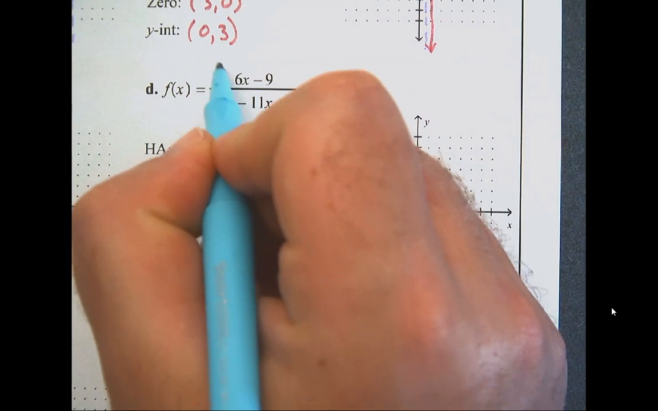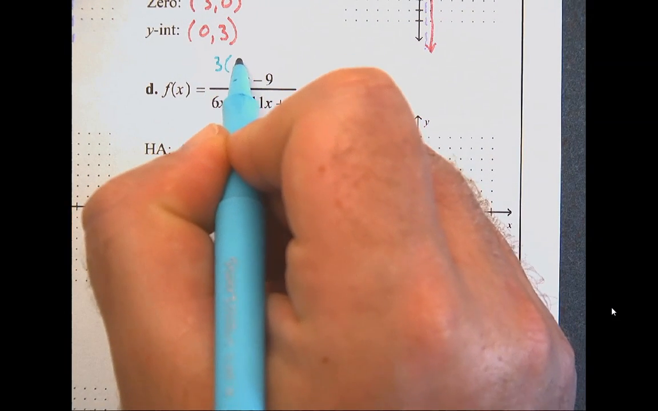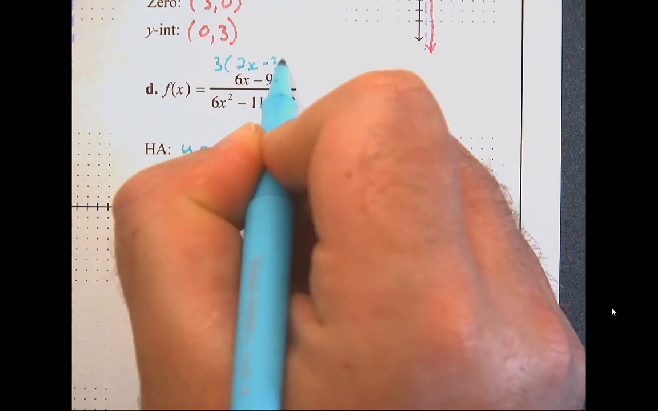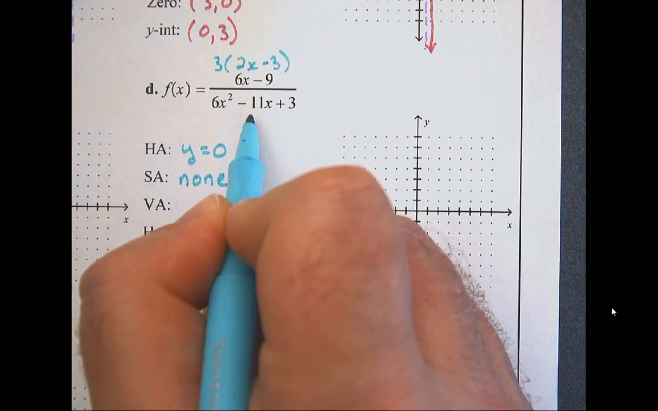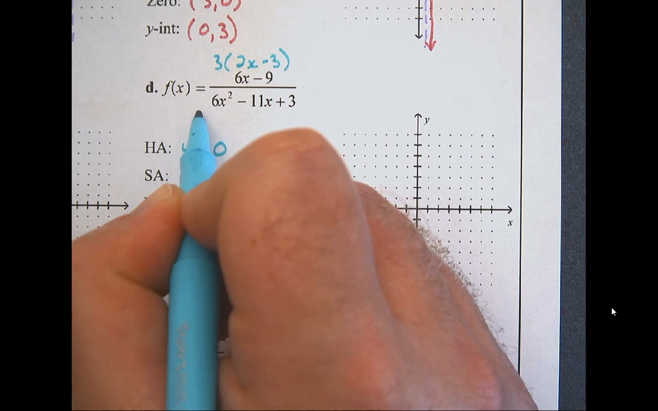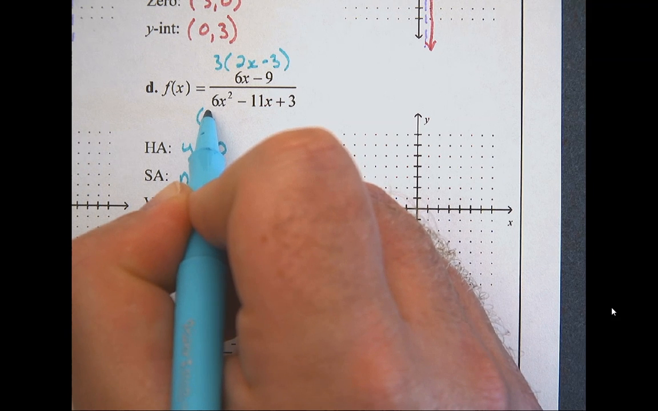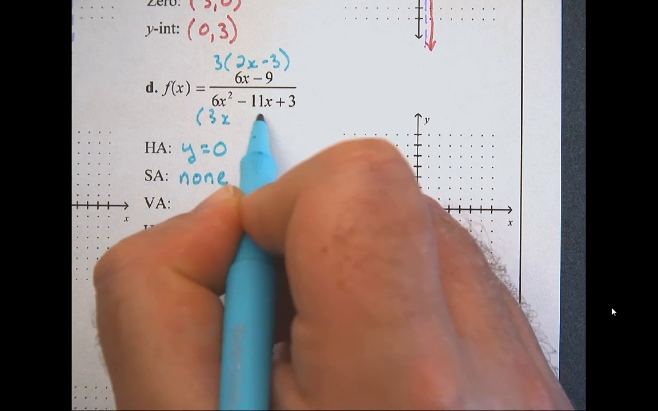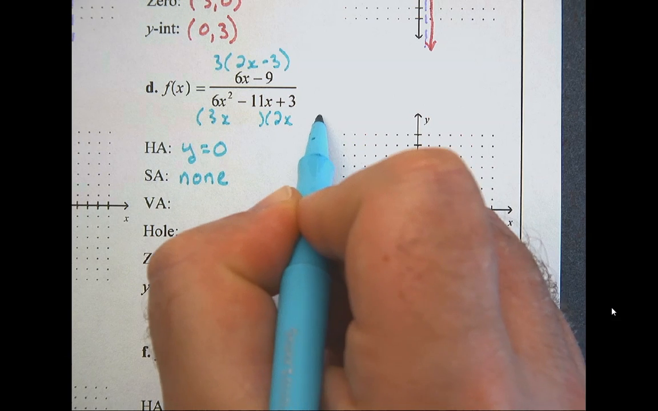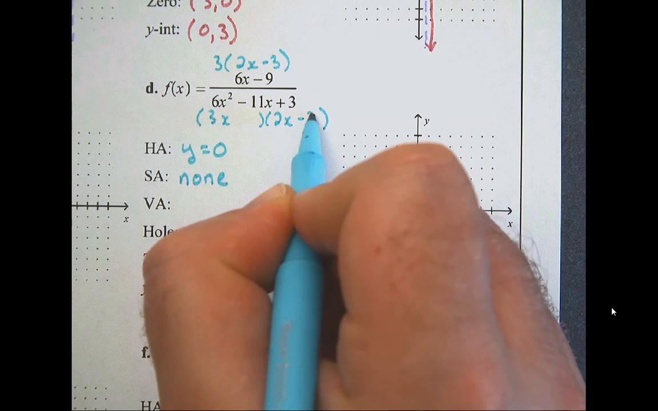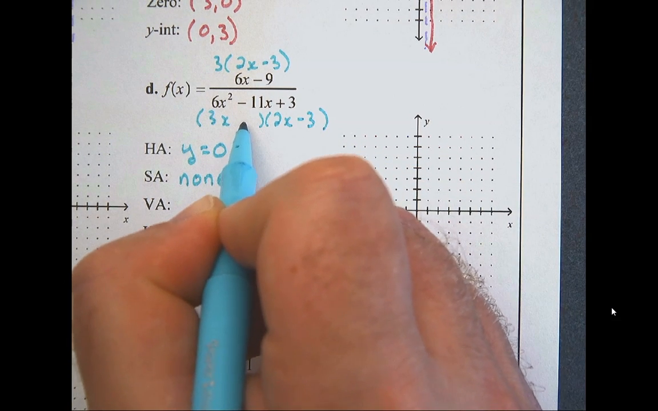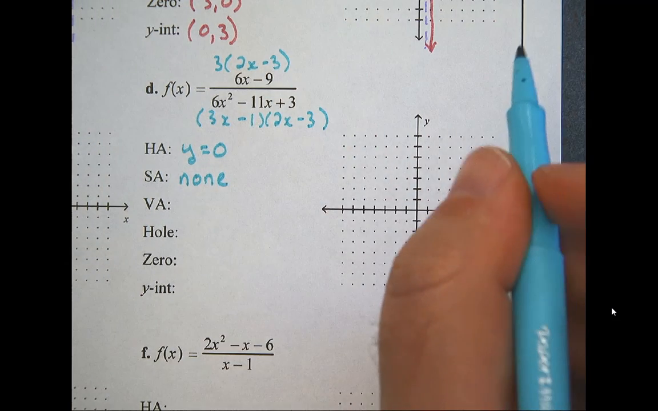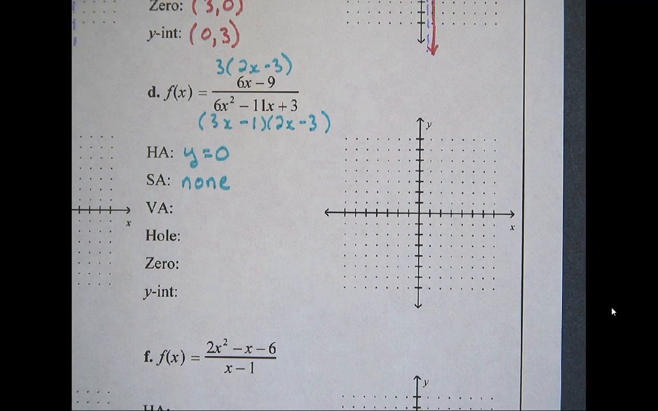So this, both divisible by 3. So that's leaving 2x minus 3. 6, 18, that makes 11. That's 2 and 9. So I'm going to have a 3x and a 2x. I need to make a negative 9 and a negative 2. So we do have things that cancel.